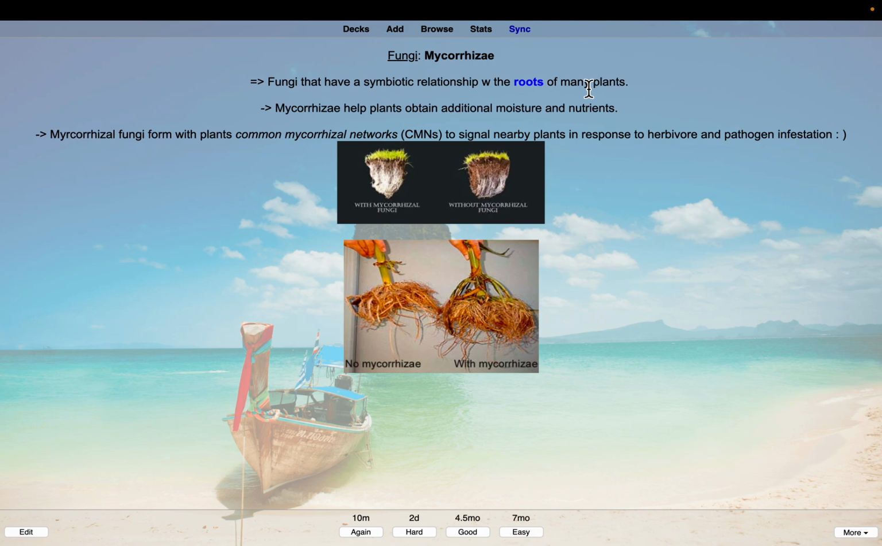But basically, just to add one more characteristic that describes how mycorrhizae help plant roots to be specific. Mycorrhizal fungi form with plants common mycorrhizal networks, or CMNs, to signal nearby plants in response to herbivore and pathogen infestation.